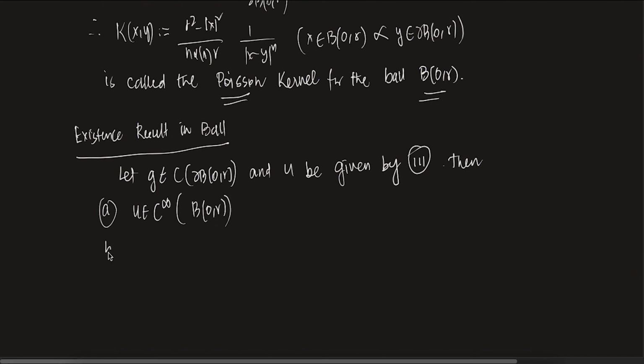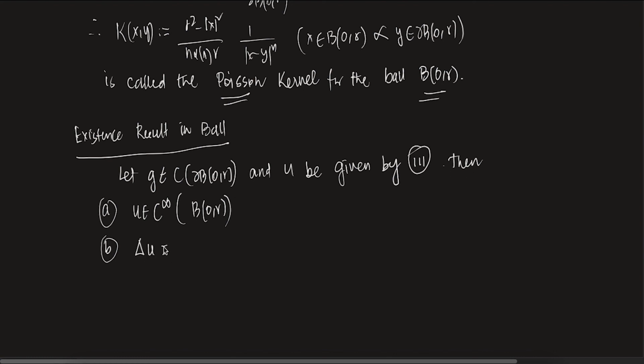Is this clear? See, initially what we did, if you remember, is that we did the convolution of the fundamental solution with f and showed that this is C2, given f is C2. So here what we are saying is, if you are given g which is continuous on ∂B(0,R) and u is given by this formula, then u is infinitely differentiable.